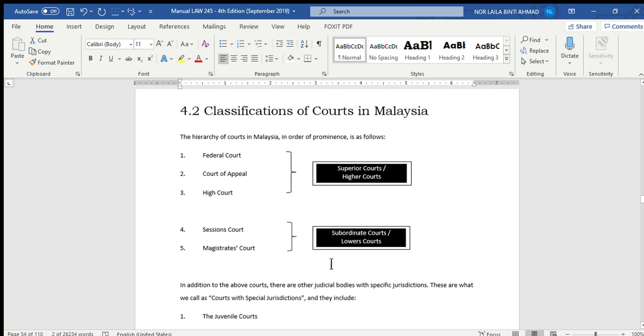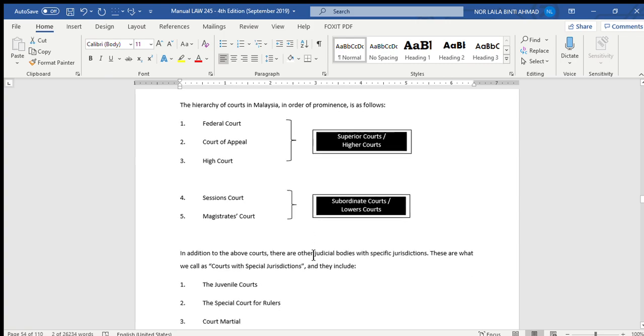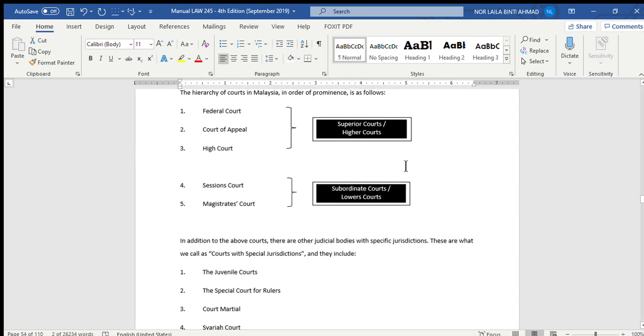Alright, next we move on to the classifications of courts in Malaysia. These are the hierarchy of courts in Malaysia. We have superior courts, also known as the higher courts, derived from the Federal Court, which is the most supreme court in Malaysia, and then the Court of Appeal and the High Court. The second division of courts is the subordinate courts or lowest courts, derived from the session courts and magistrates court.